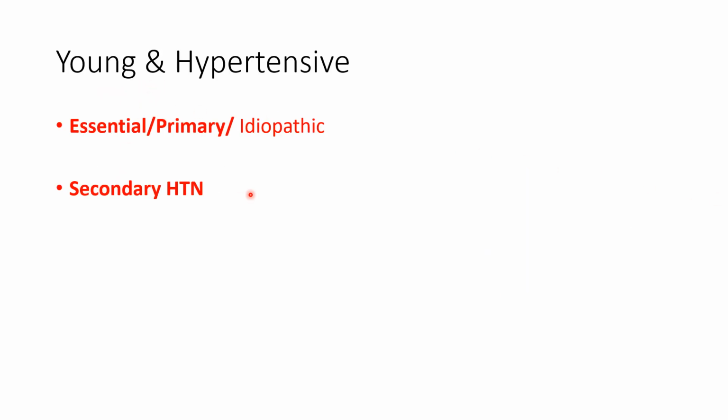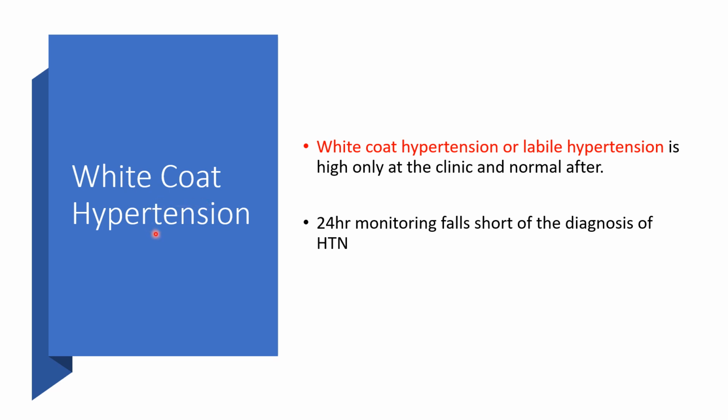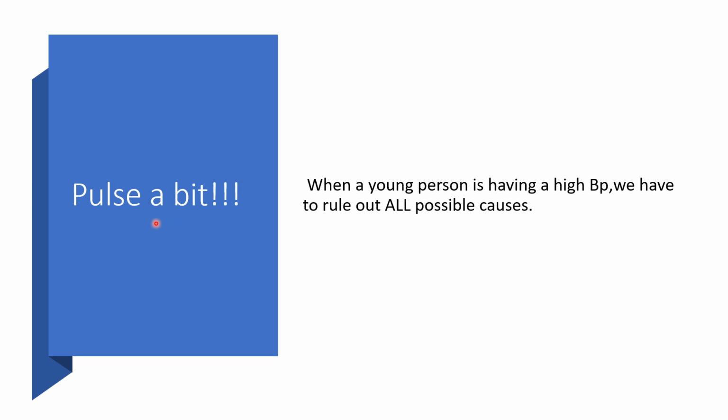Young people will mostly have secondary hypertension, but it may be essential, primary, or idiopathic. It might be white coat hypertension, or labile hypertension, which occurs only at a clinic, with the nurse or doctor. In that case, 24-hour monitoring will fall short of the diagnosis of hypertension, and then, hurrah, no problem. Okay, then don't see me again, right? But we have to pause. And why that? When a young person has high blood pressure, we have to rule out all possible causes. We have to, until we've reached the bus stop, until we've been able to make the specific diagnosis of what is responsible.